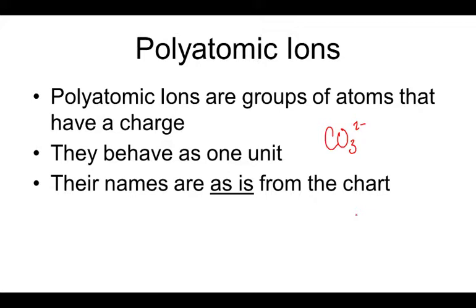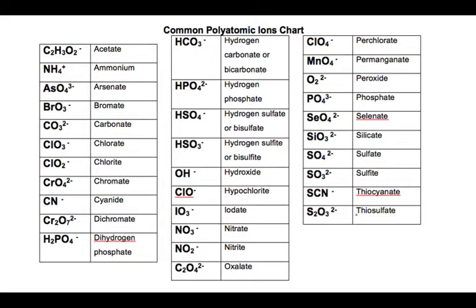Their names, you're just going to use them straight from the chart. And you're like, well, Mr. McLeod, what chart? Well, this chart right here. I do not expect you to memorize this chart. All you have to do is be able to read it and be familiar with what's going on here. So on the left side of each of these columns is the chemical formula for the polyatomic ion, and the right side is the name.